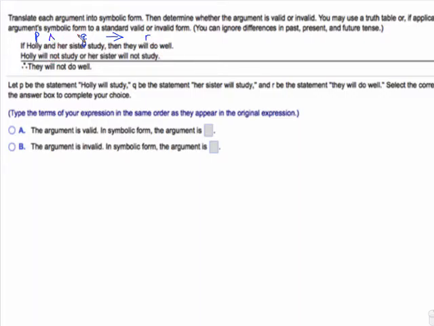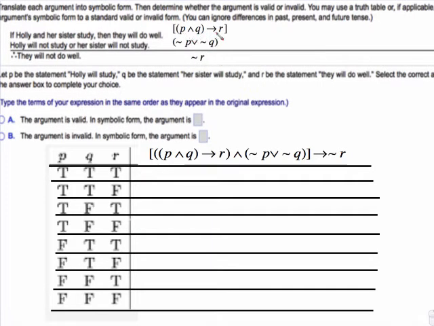Now this was Holly and her sister, so our symbols for this will be P and Q, then R. This next one says Holly will not study, so that's the negation of P, or her sister will not study, not Q. Therefore, our conclusion is they will not do well, which is a negation of R. So, typed up a little more neatly, P and Q implies R. That's the same thing I had written over there. To put this all together is our big statement. All of this had to be in the front, and this in the second, and the not R.